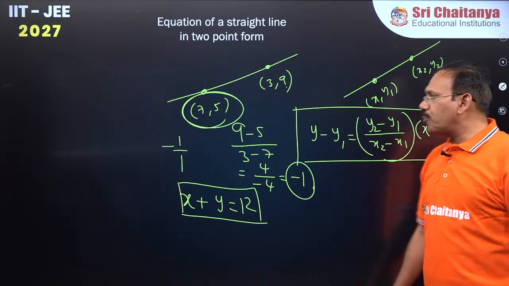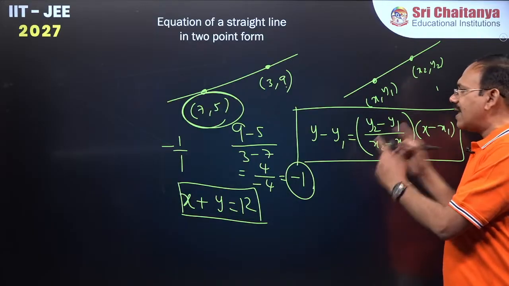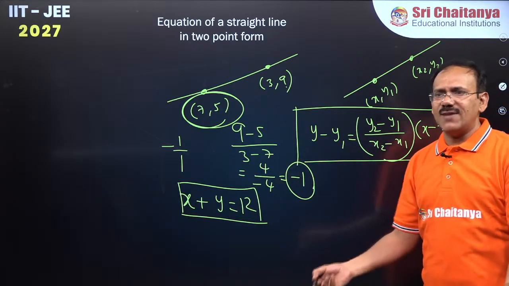Got it? If 2 points are given, the best method is to find the slope, then apply the point slope form, the previous case itself.